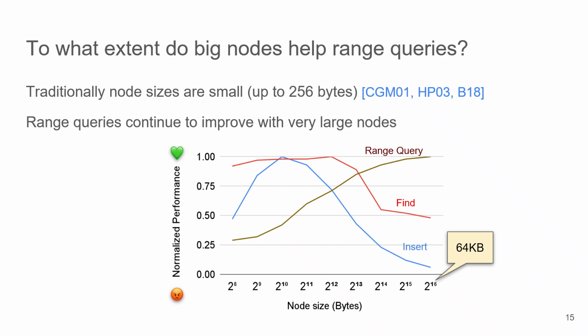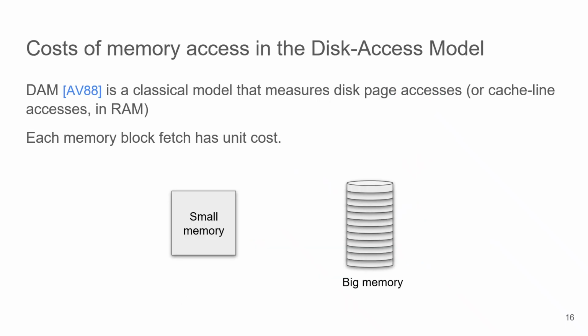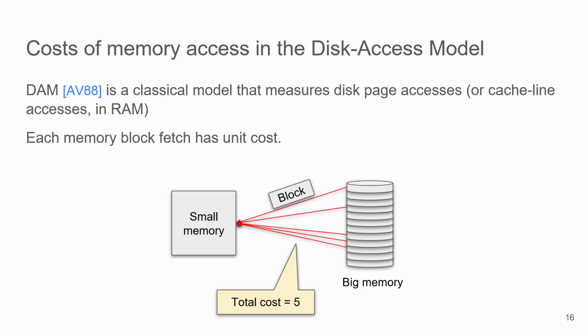So why is it the case that these very large nodes do give us such a benefit? First, let's think about the classical DAM model for measuring the cost of memory accesses. Here, we're going to have a large infinite memory that we can fetch data from and bring to our small memory for processing. Every time we bring some block of data from the large memory to our small memory, it's just going to have unit cost. So here we're going to bring data one at a time, and bringing 5 blocks of data is going to have a total cost of 5.